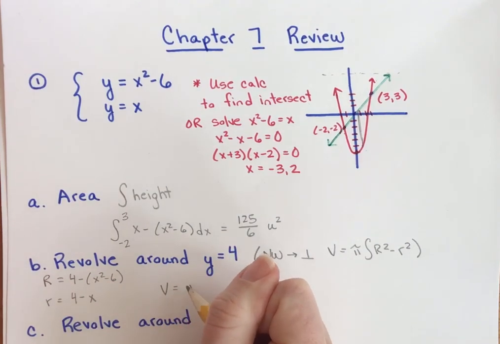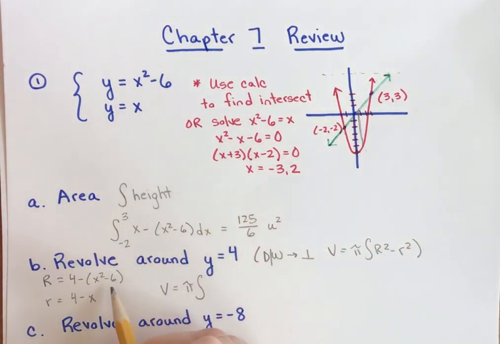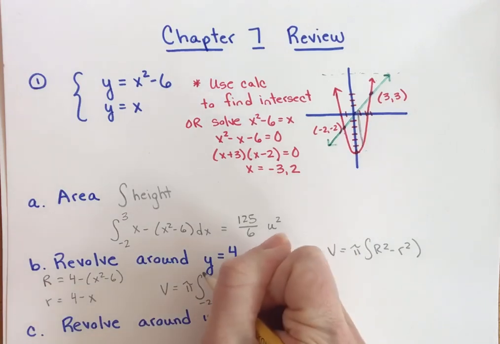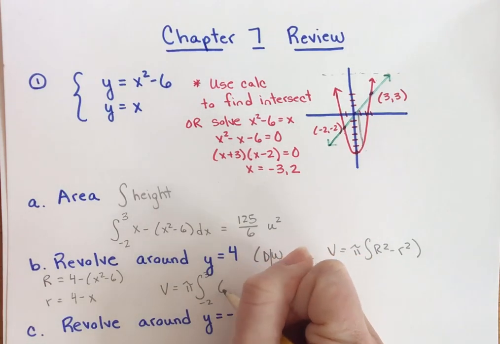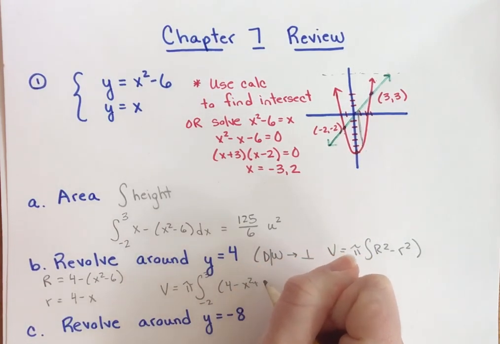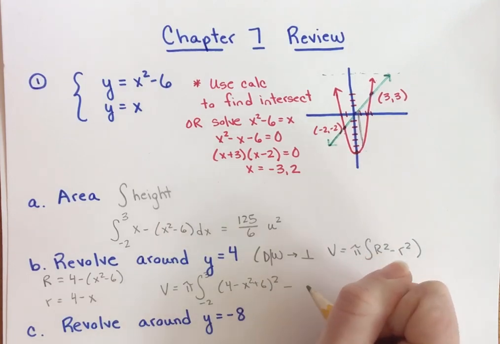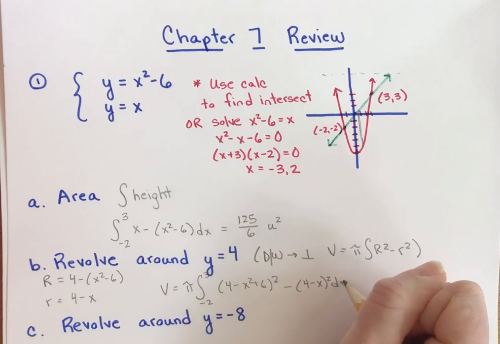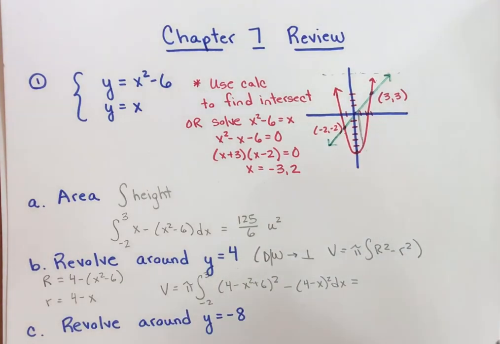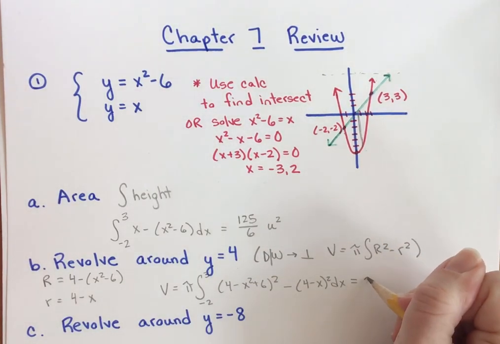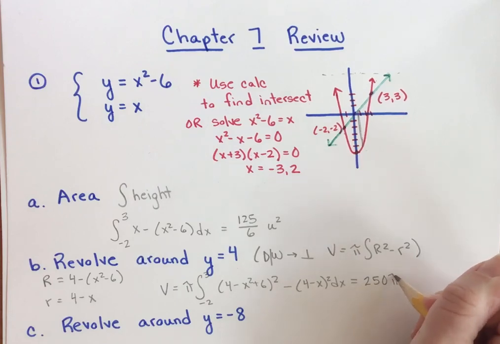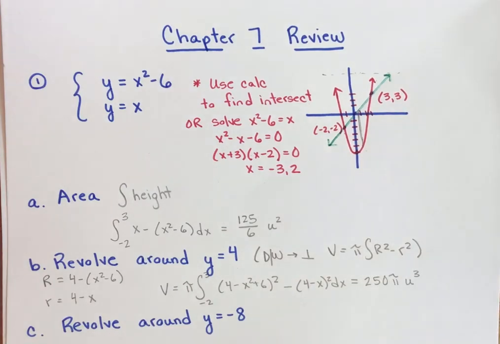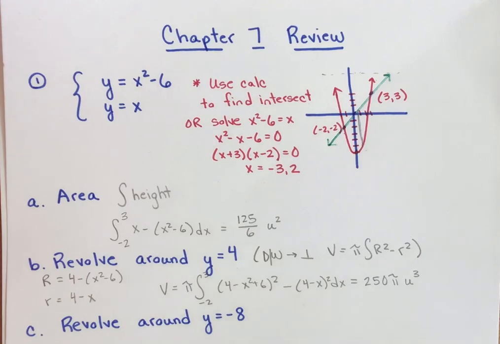My volume is pi. Again, I've got x in my formula, so I need x values on my integral. I've got big R squared minus little r squared. Be careful with how you type it in. It should be math frackable, and we get a final answer of 250 pi units cubed. Okay, so far so good.